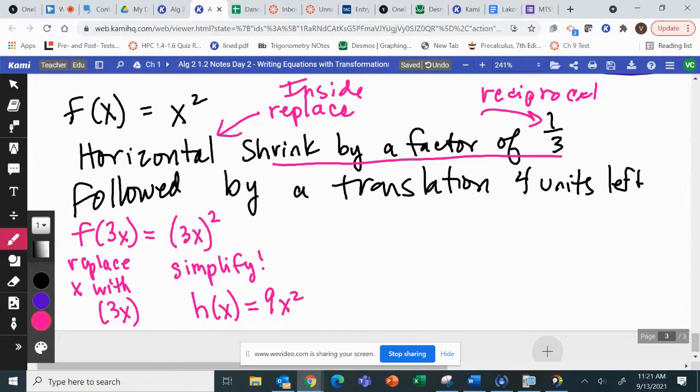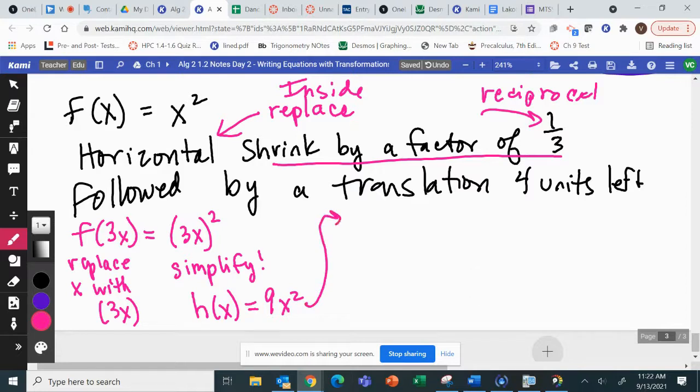9x squared. Okay. Didn't we remove the square? We squared the 3 and squared the x. So x squared is x squared. The square didn't go away. It just distributed to both things.